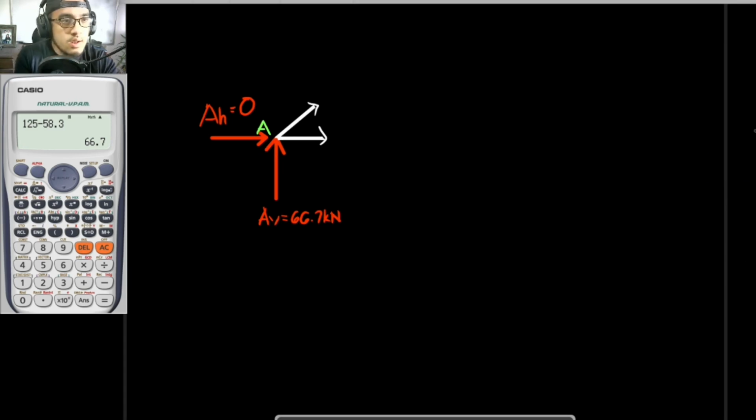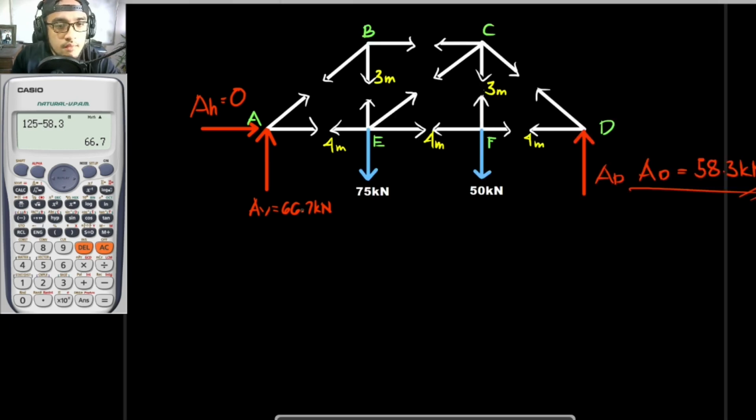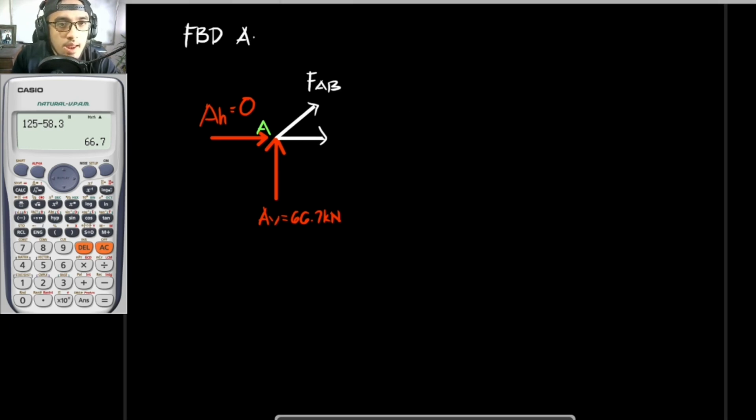So okay, this is to be FBD A, the free body diagram at joint A. This would be its forces. This member right here is AB, so this is to be FAB. And if the one on the bottom is member AE, this would be FAE.